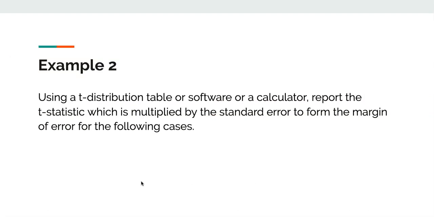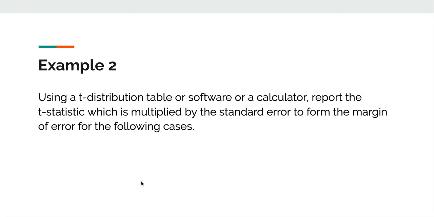So I think the last example for this section is really just looking up t-values. And I'm going to have to start another video recording where we actually create these confidence intervals using data on StatCrunch. And we'll do that by going over a couple of homework problems together. But let's look at example 2. Using a t-distribution table or software or calculator, let's go with the software option, report the t-statistic, which is multiplied by the standard error to form the margin of error for the following cases. So simply finding the t-statistics.